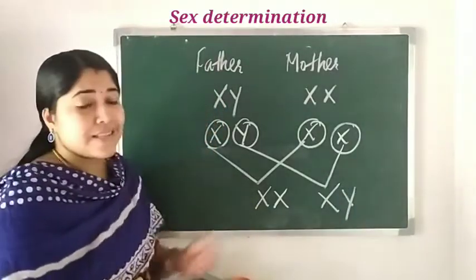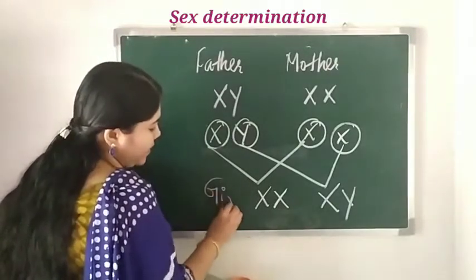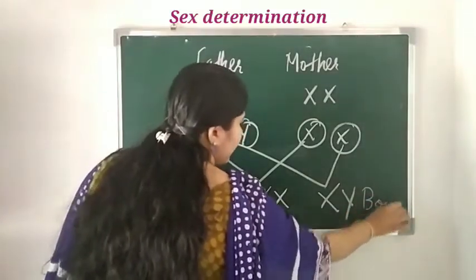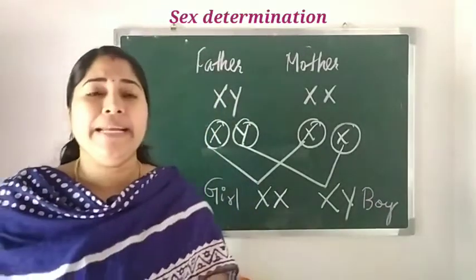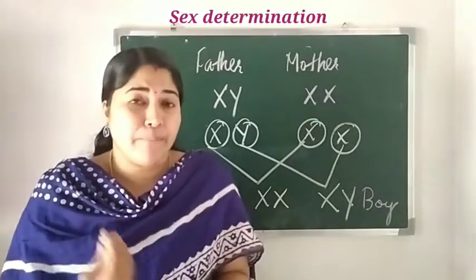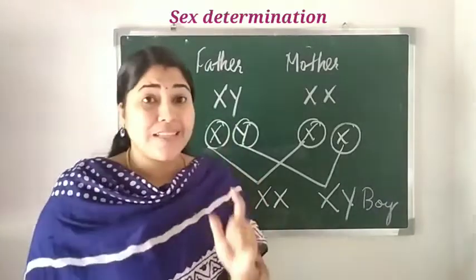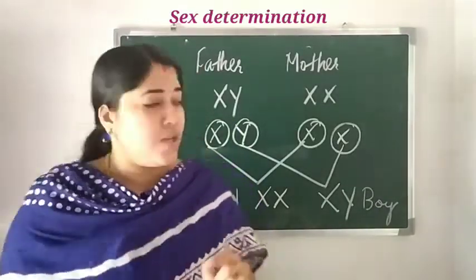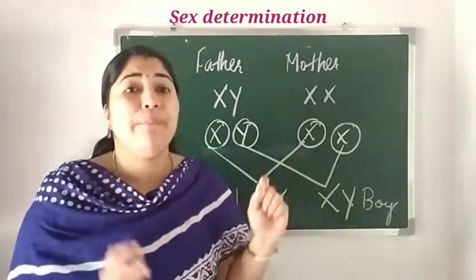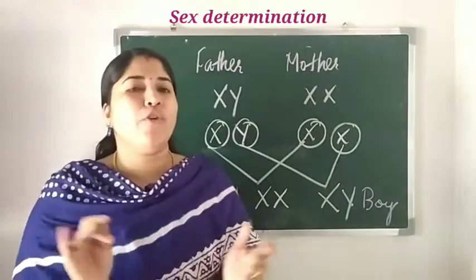Okay, so XX means what? The child will be a female, that means a girl baby. And XY means what? The child will be a boy. This is how the sex of an individual, or the sex of a baby, is determined. And who plays the important role in determining the sex of the baby? That is the father, because the father has a Y chromosome. So the Y chromosome fuses with the X chromosome and forms a baby. This is how sex determination is studied in human beings.